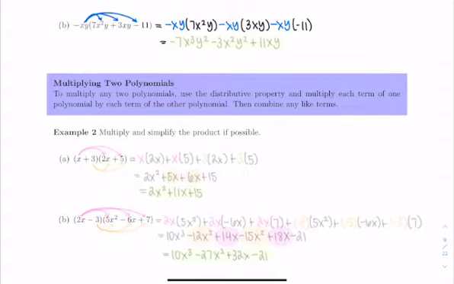We have negative 1 times 7, which gives me negative 7. I have x times x squared, which gives me x cubed, and y times y gives me y squared. For the next term, we have negative 1 times 3, which gives me negative 3. X times x gives me x squared, and y times y gives me y squared. And for the last term, we're just going to get plus 11xy.